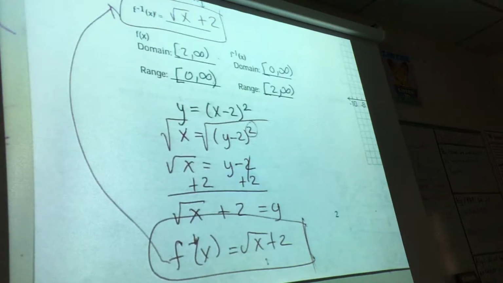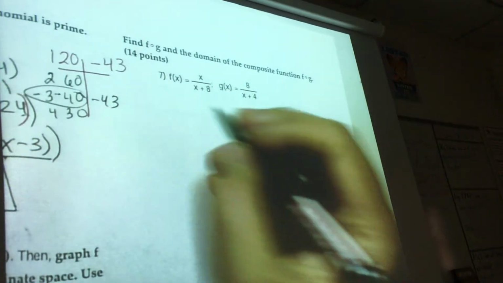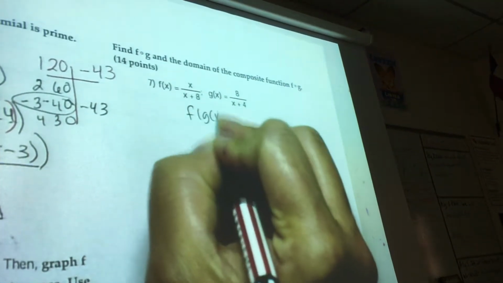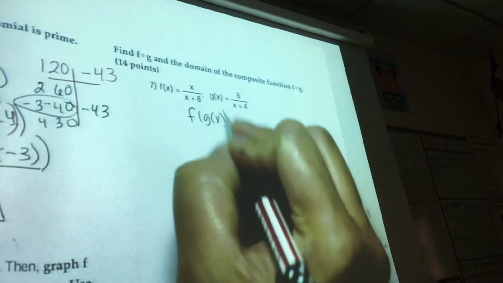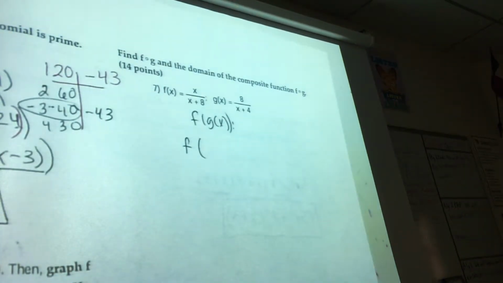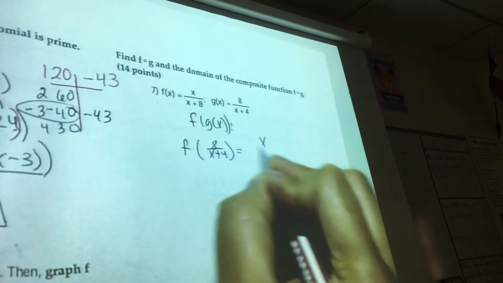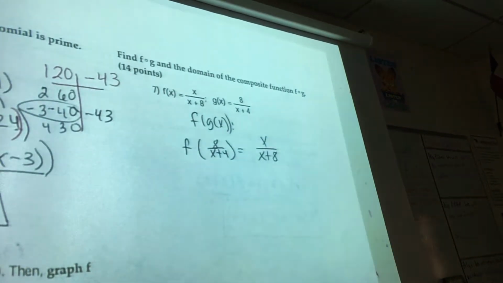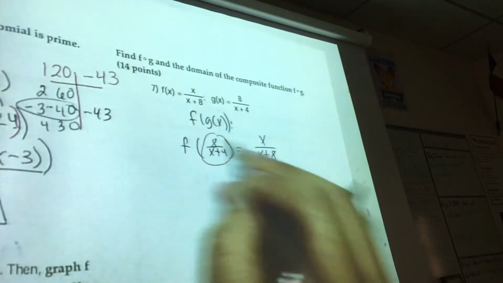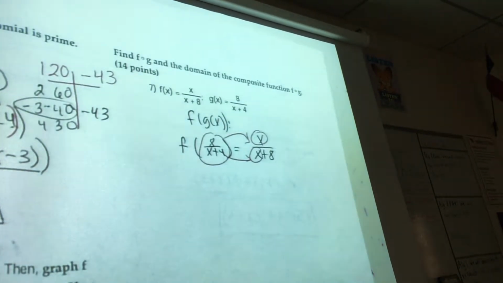Okay? If it helps. Number 7, they're asking us to find f of g of x, and don't forget we have to find the domain. So we first do f of, who's my g? There you go, x plus 4. Alright, and we have to plug this into here. So this needs to be plugged into that one and that one. Do we agree? Yes. Alright.